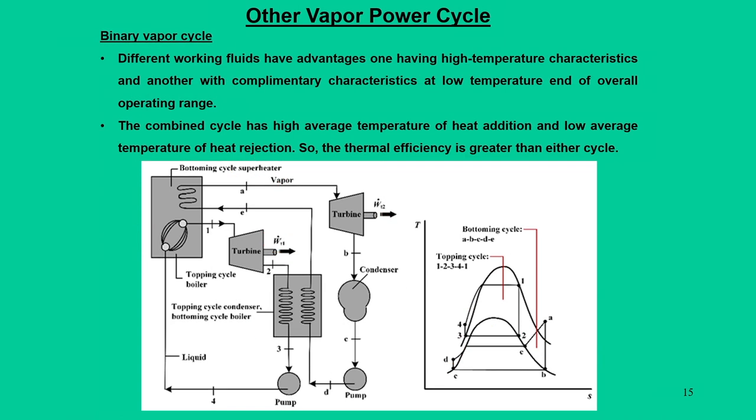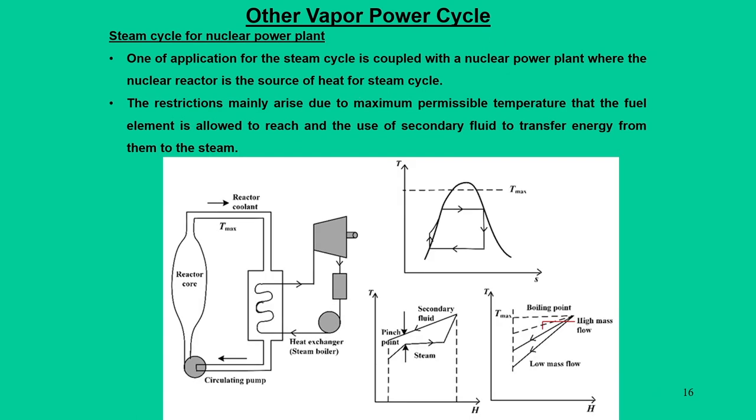Okay. Through this process, what advantage do we get? The combined cycle has a higher average temperature of heat addition and a lower average temperature of heat rejection, and of course thermal efficiency is greater than either cycle. That means the combined thermal efficiency is higher than that of either cycle.